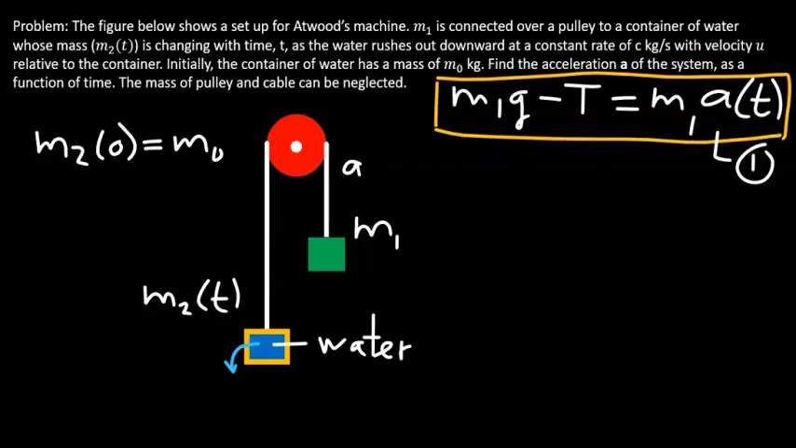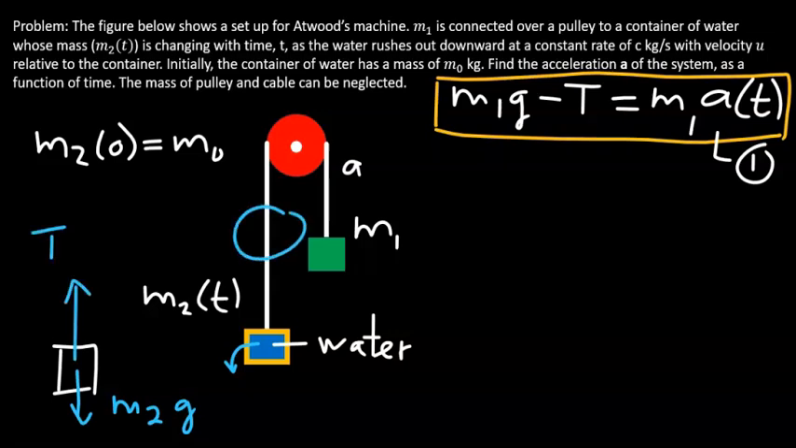Now let's look at m2. The forces acting directly on m2. The first one is its weight, m2g. The second one is the tension in the rope, that is this rope right there. And there is a third force. Note that water is rushing out downward, like that. And it rushes out with a certain speed u.